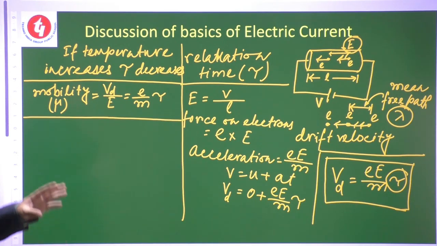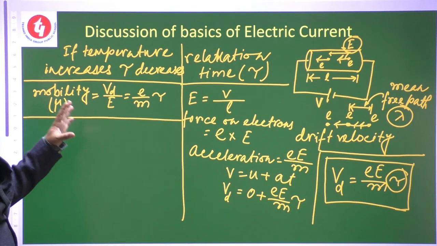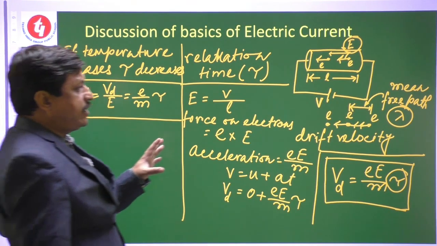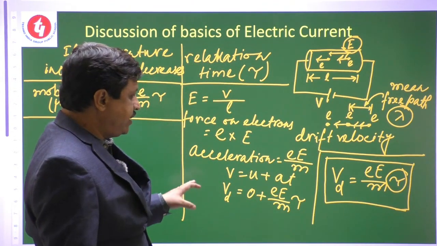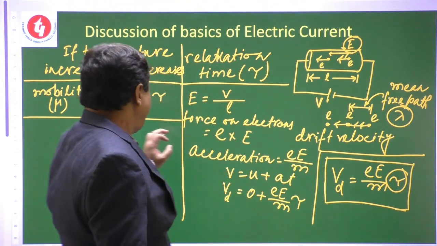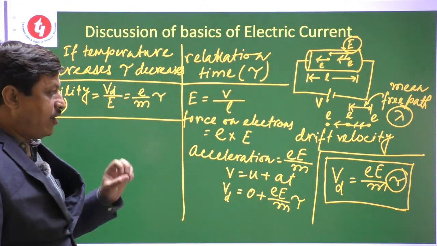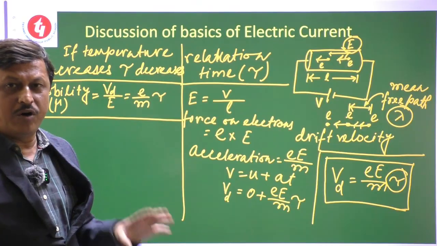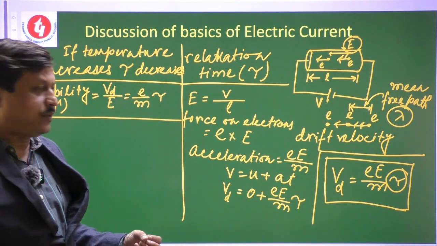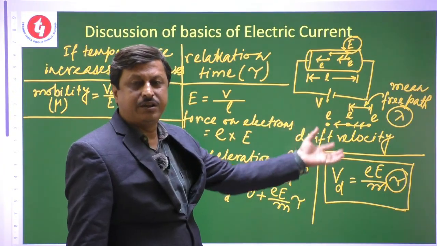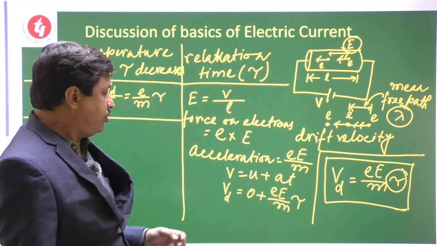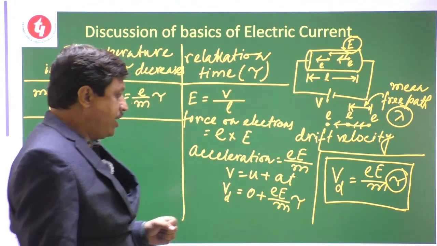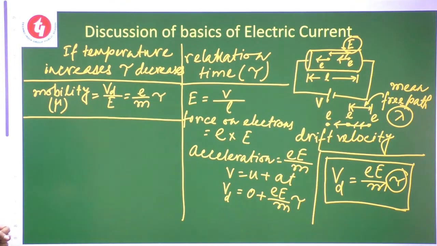So we basically defined various terms here, right? Like mean free path, relaxation time, drift velocity, and mobility. And we also discussed the variation of these terms with other variables, right? So that is very important. Next we will discuss the current.